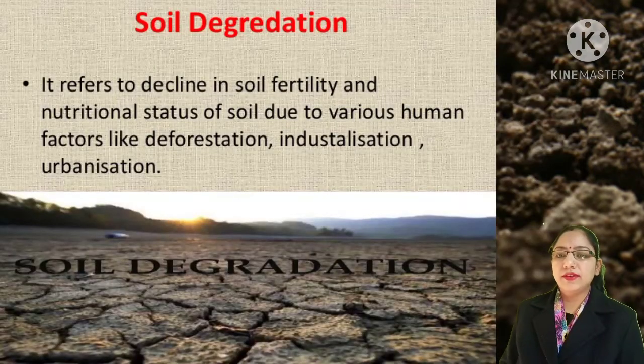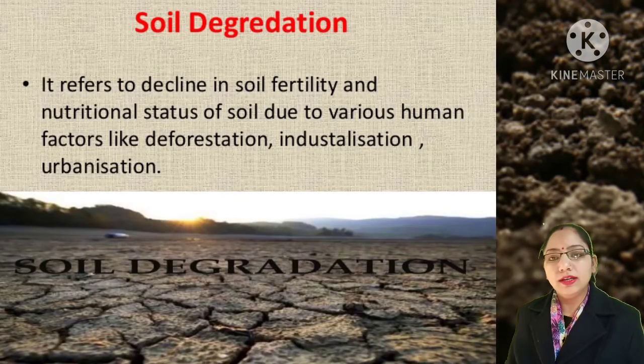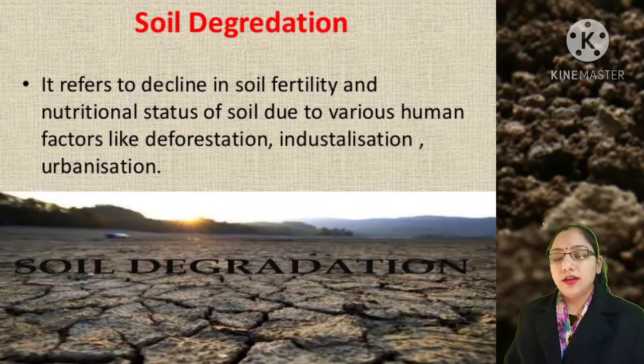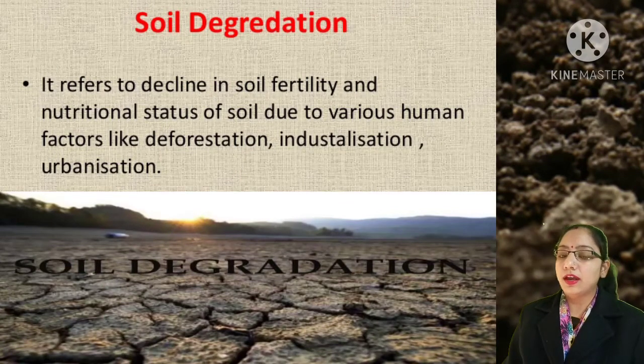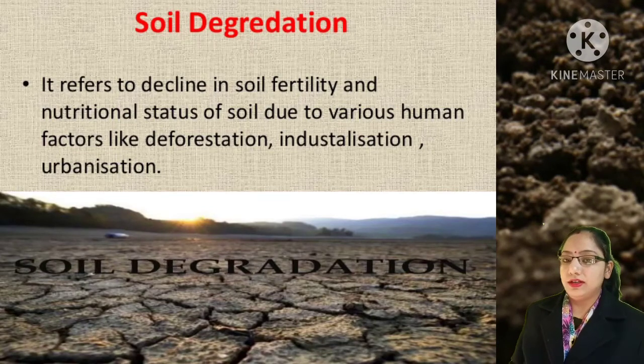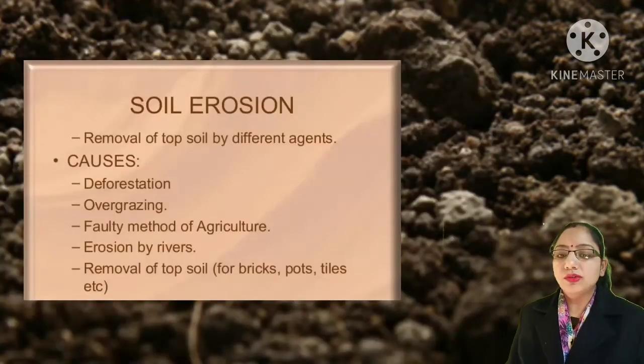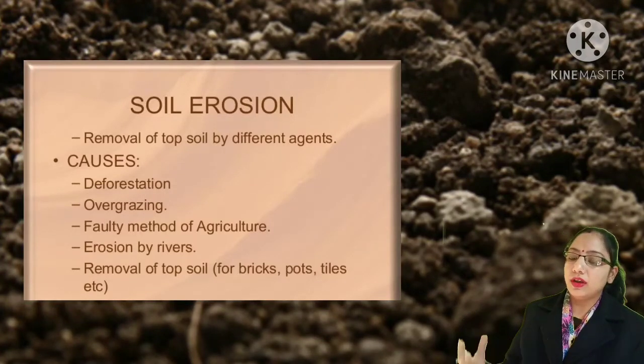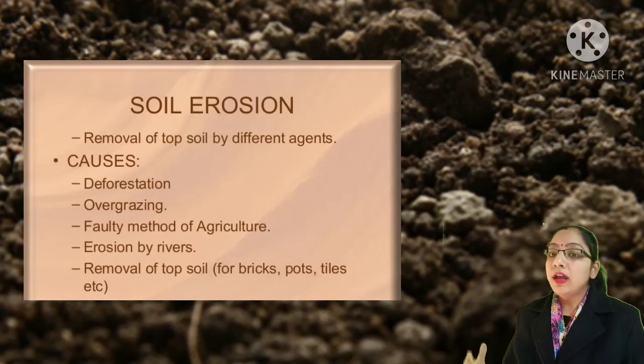Students, here we have seen the different types of soil in India. But nowadays the soil is degraded, or we can say it loses its quality. So let's see what soil degradation and soil erosion are. Students, soil degradation means decline in soil fertility due to erosion and misuse, whereas soil erosion means the removal of the upper layer of the soil by running water and winds.